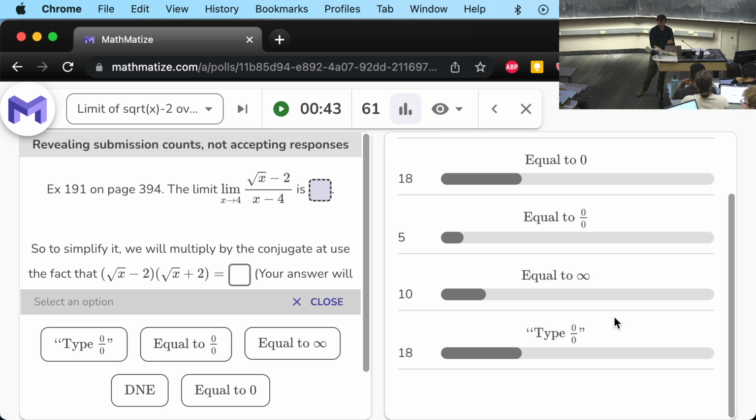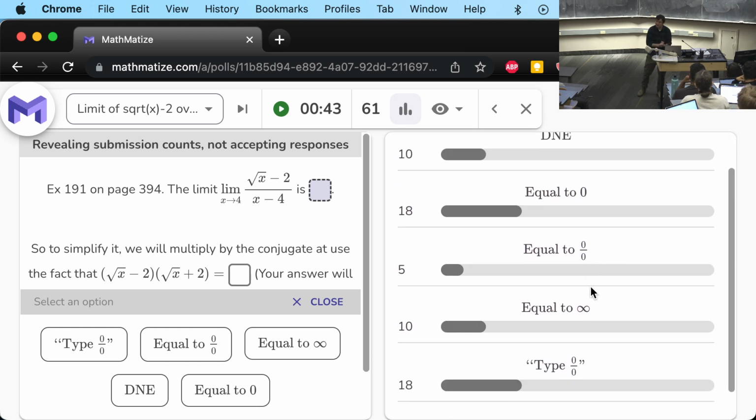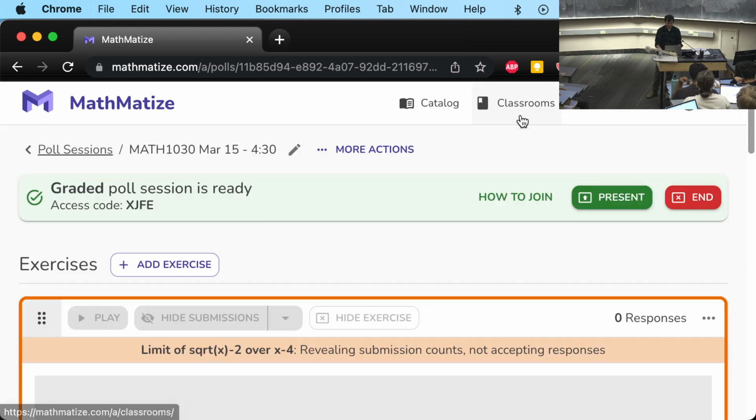So let's do a revote. This is all very split. Feel free to talk to your neighbors. We'll revote. If it's 0 over 0, what do you know for sure? That's what you should put in here. And also, by the way, you should also do this algebra bit as well. So I'll open it up one more time, and we'll revote.